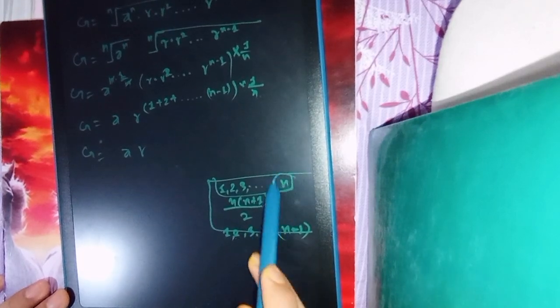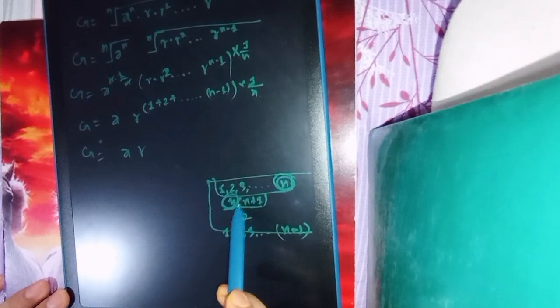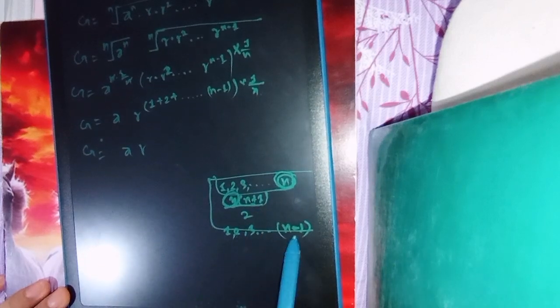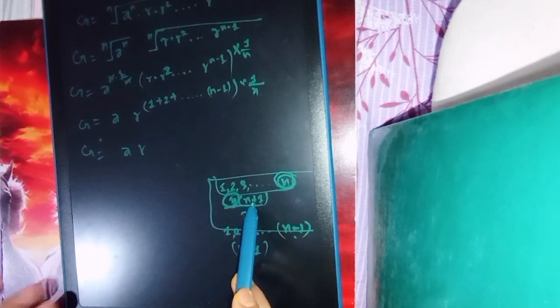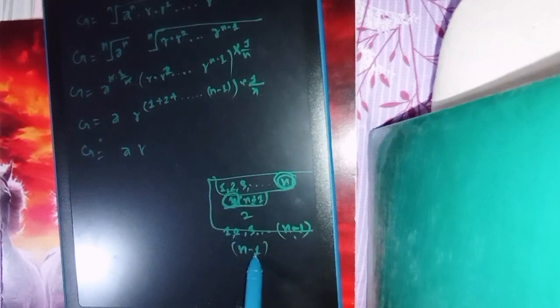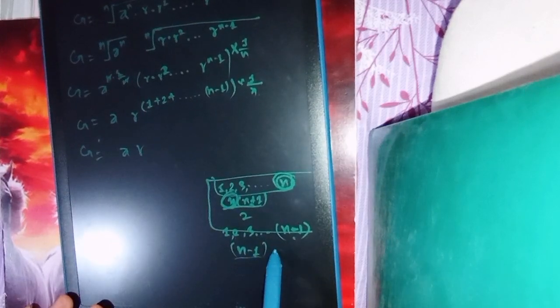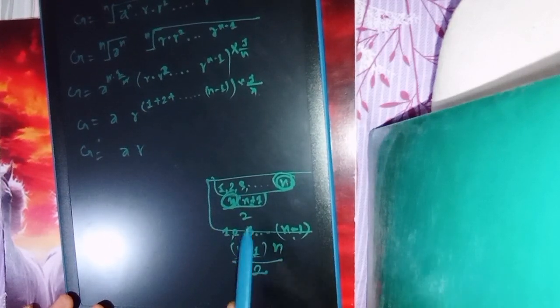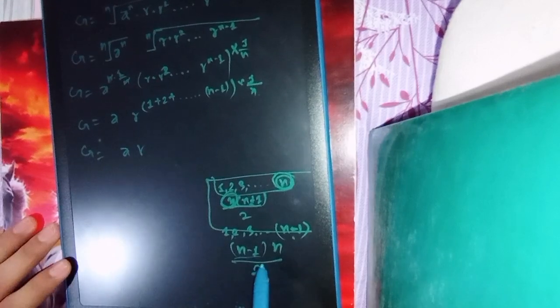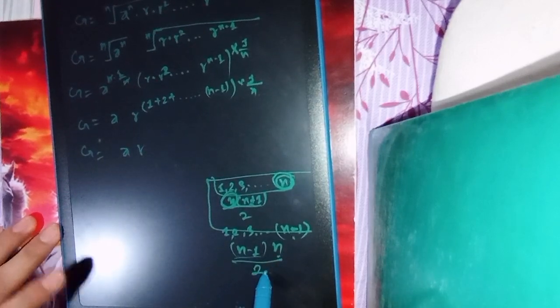So for this, the last term is n, so we write n and add 1 to it. Here the last term is n minus 1, so we write n minus 1, and adding 1 to this last term will be equal to n only, divided by 2. So what we got is n into n minus 1 by 2, and that will be the sum.